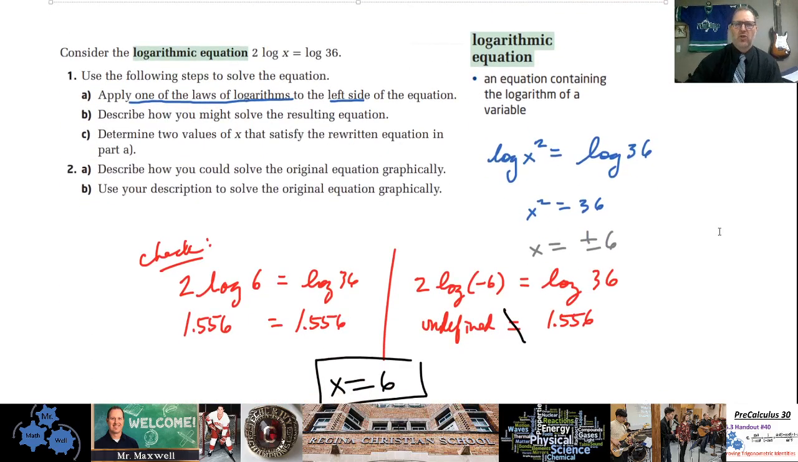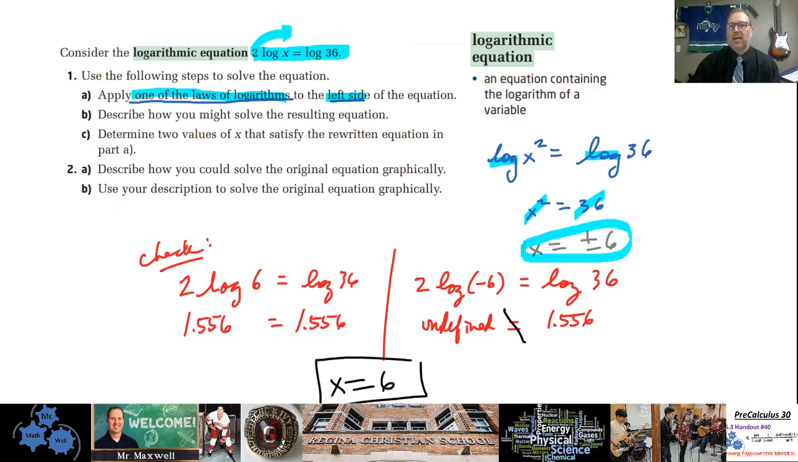Okay, so in this little part of the lesson here, it asks us to use one of the laws of logarithms to rewrite the left side. Okay, that's going to be easy. I see the power law here. I'm going to write this as log of x squared. Okay, so log of x squared equals log of 36. That means that x squared has to equal 36. And you can solve that by regular algebra means, and you get x equals, because this is squared, it could be positive or negative 6.